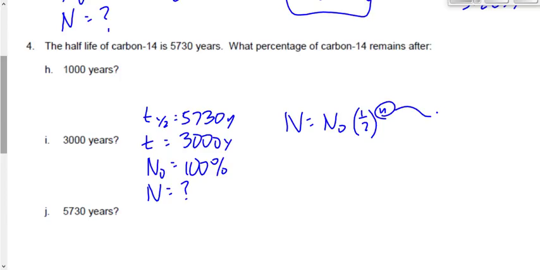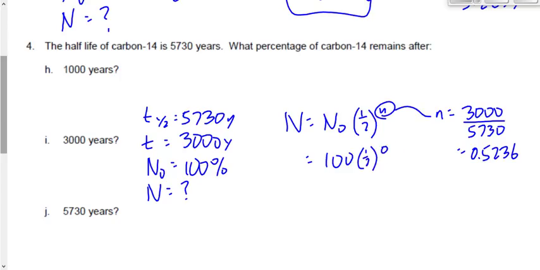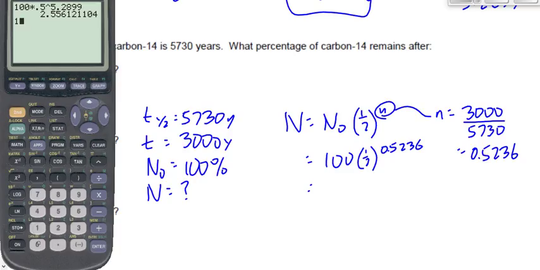We have to solve for little n using T over T1/2, 3,000 divided by 5,730. It's going to give us somewhere in the range of, I don't know, 0.5 or 0.6. 0.5236. And now we're going to say it's 100 times 1/2 to the 0.5236. Let's figure that one out as a group now. 100 times 0.5 to the 0.5236.